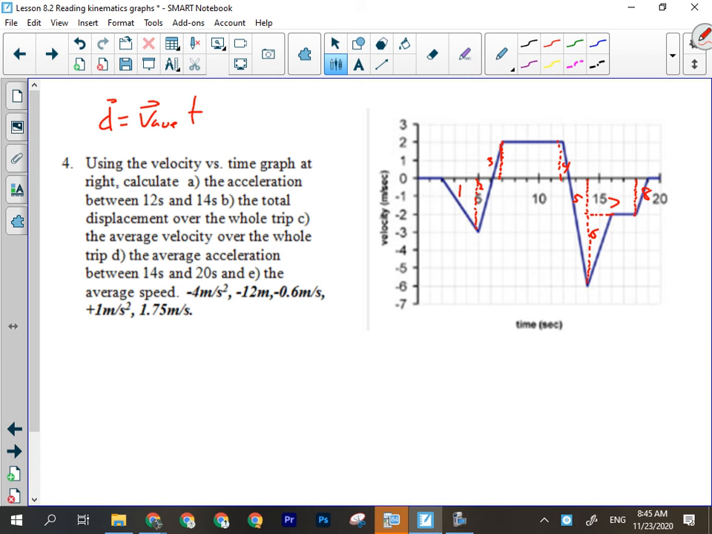What do you need to do with all those areas when you're done to get the total displacement? Add them. But are some of them negative? Yes. Do you need to keep them negative? Keep that in mind.